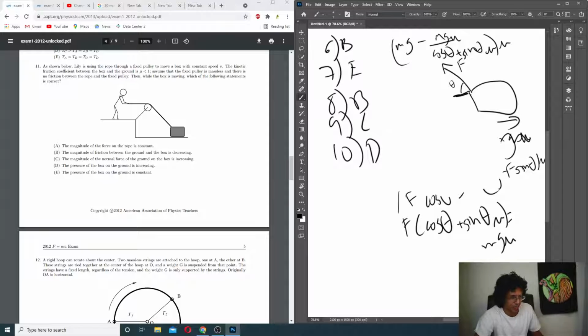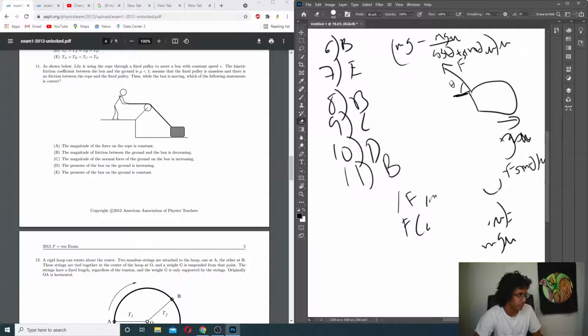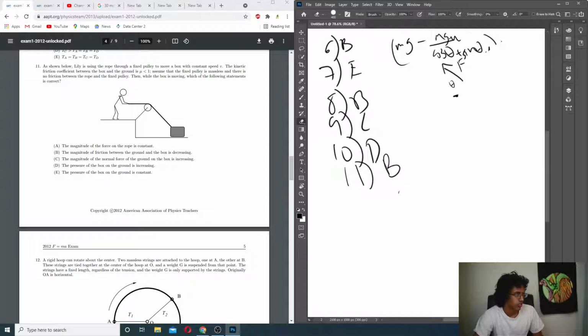Very good logic. Bro, why can't I actually see my cursor? This is triggering. Okay. 11 is C. No, B. B is what we got. Alright. What do we got now?